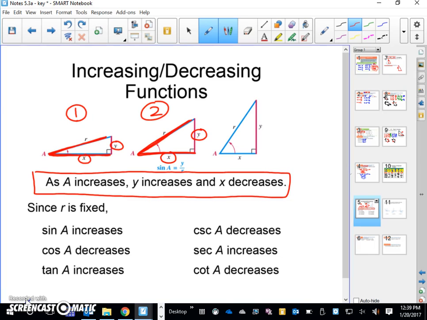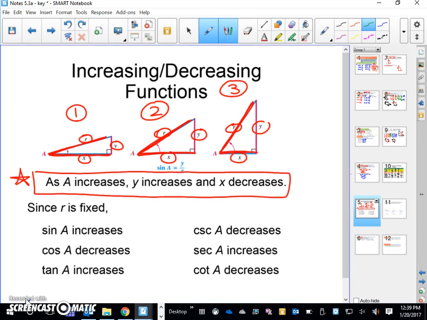And so in picture 3 here, we take that angle and open it up even further. We can see that as the angle gets bigger, Y gets bigger. As that angle got bigger, X got smaller. This is the main concept here, with that increase and decrease. Then down here, they say since R is fixed, notice this is the same every time, so we almost don't need to even think about R.